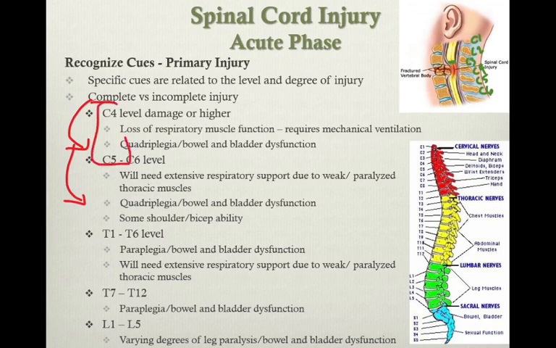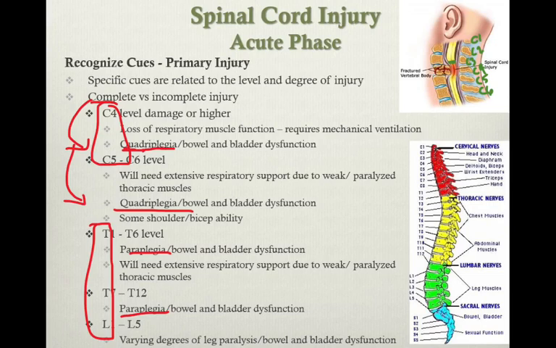So anything cervical, you're going to be quadriplegic. But C5, C6, the degree could vary. There could be some shoulder and bicep ability, but you will not have full range of motion of your upper arms. So C is quadriplegia, thoracic and lumbar are paraplegia. Okay. Just very, very basic. There's so many extenuating circumstances that I'm just giving you basic information. Cervical, again, quadriplegia. Thoracic and lumbar, paraplegia.